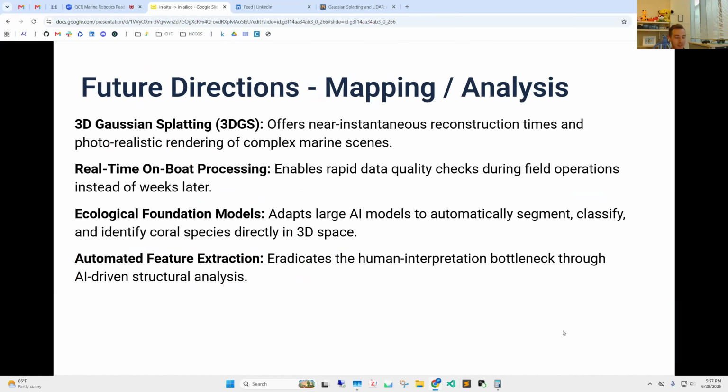And with that, I have a couple of future directions. I'm not going to spend too much time on it, but these are areas that are on my mind on a regular basis. In particular, Gaussian splatting. Neural radiance fields are really cool.